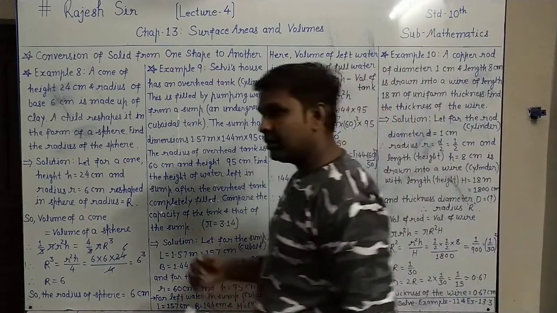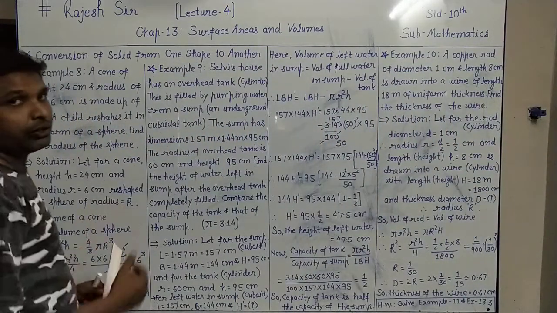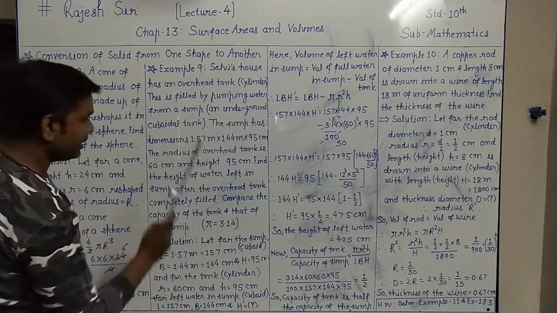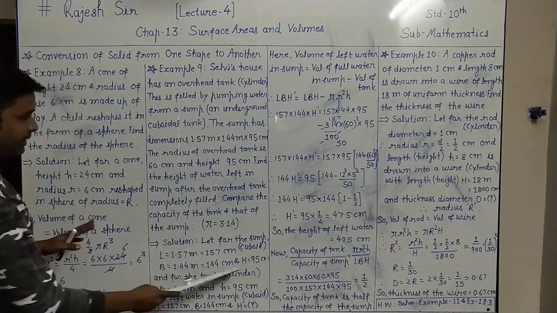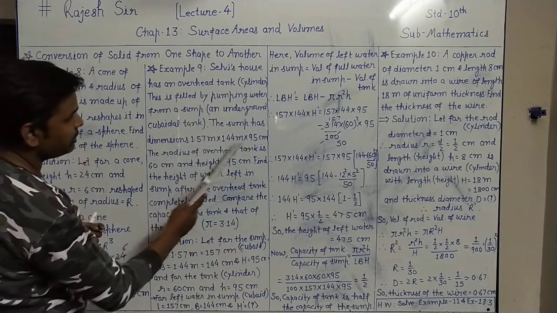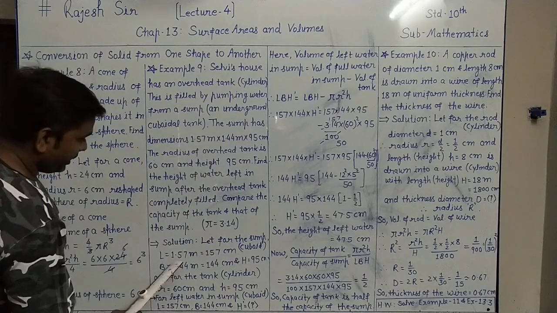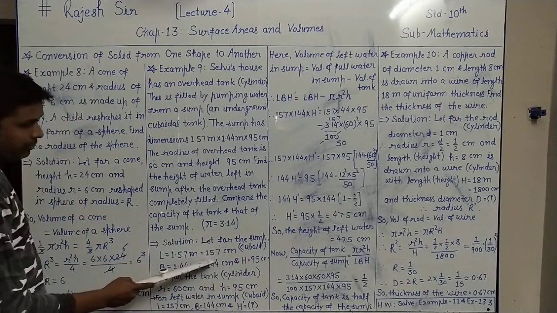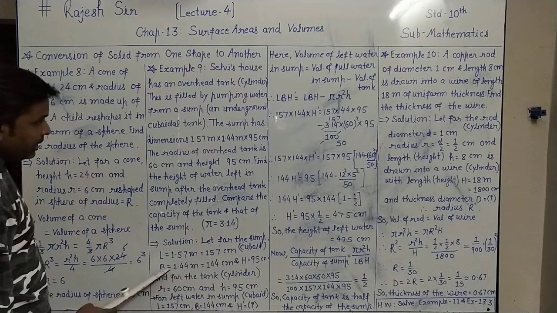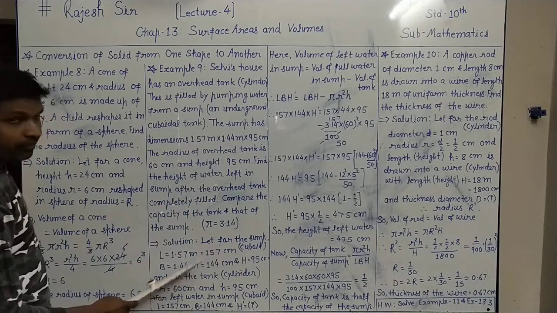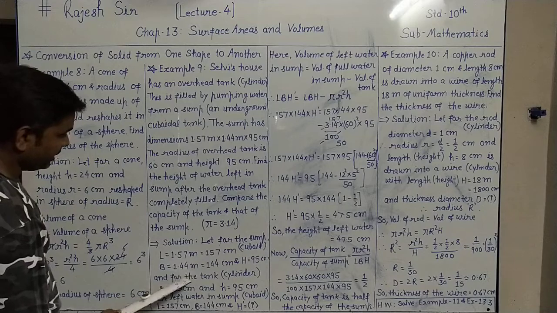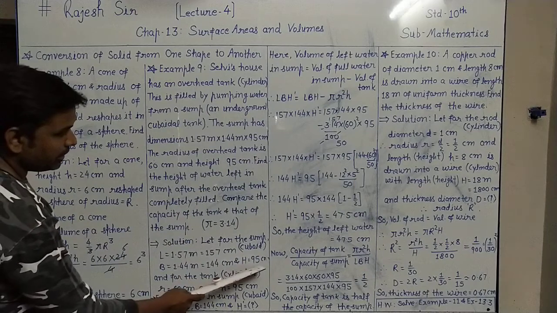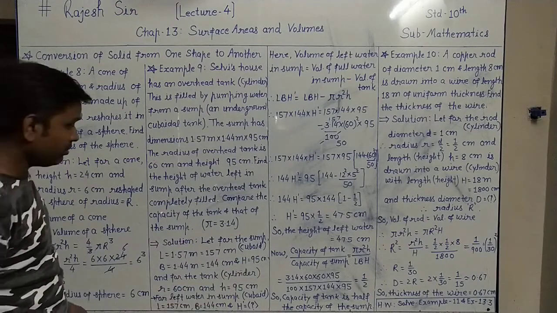So first, again, we will make clear the dimensions of each of the things here. In the solution, for the sump, that is the underground cuboidal tank, let the length, breadth and height be given. Length is 1.57 meter. If we convert to centimeter by multiplying by 100, it will be 157 centimeter. Then breadth is 1.44 meter, again converted into centimeter by multiplying by 100, 144 centimeter. And h is already in centimeter, so H is 95 centimeter as we have written.